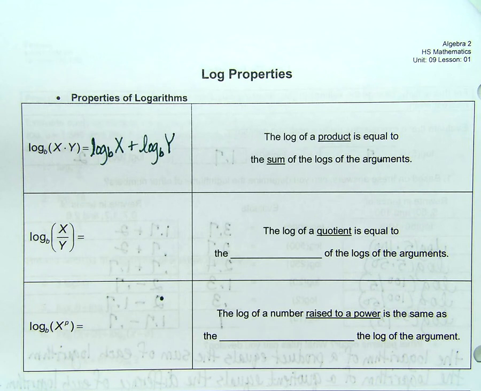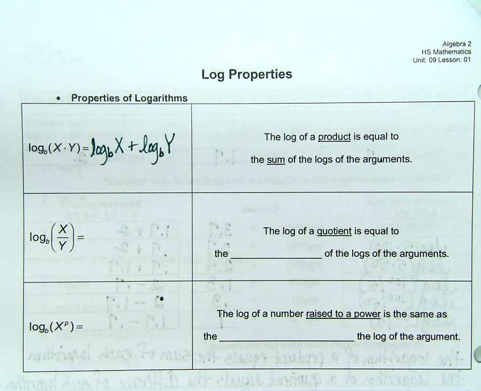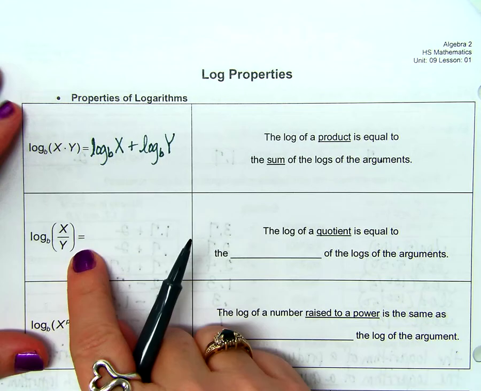And what it says as a sentence of explanation: the log of a product is equal to the sum of the logs of the arguments. Does that make sense? All that vocabulary, does that make sense? So what about the next property?